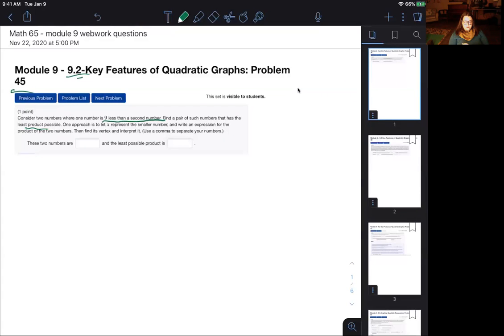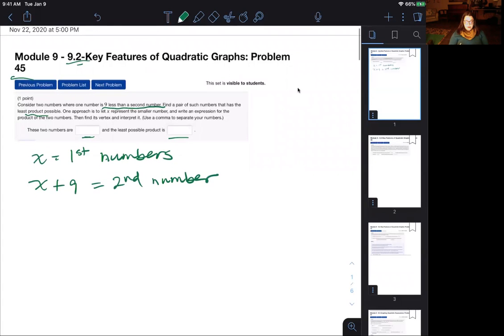So we could figure out what those two numbers are and then what their least possible product would be. If we're going to say x is one of the numbers, we could either use x minus 9, 9 less than the second number, or we could just say x plus 9 would be the second number. It actually won't matter which one is which.